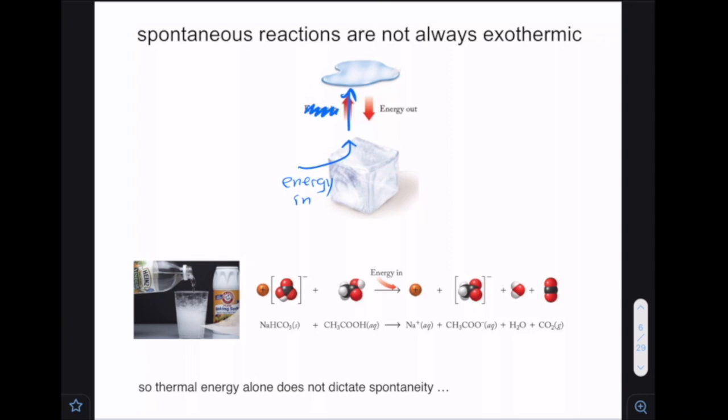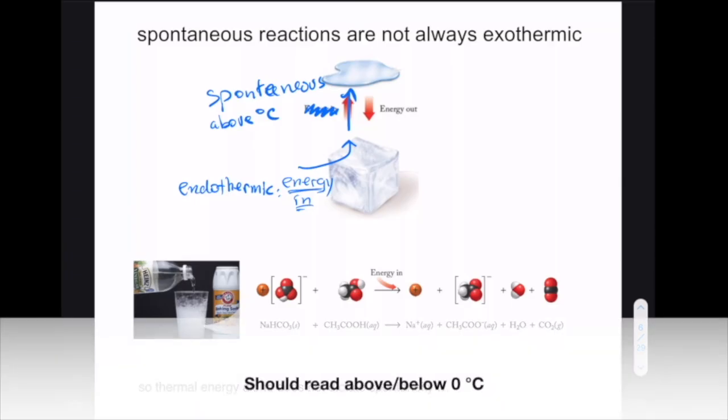And this is going to be spontaneous above 0 degrees Celsius. But this is energy in. Energy into the system, that means it's endothermic. Yet this reaction of it melting is spontaneous, but only when we're above 0 degrees Celsius, just like I mentioned in the previous slide. And if we look at the reverse reaction, the liquid going into the solid form, energy is coming out of the system. So that's going to be exothermic. And as we discussed, that's still going to be spontaneous, but only when we're below 0 degrees Celsius.